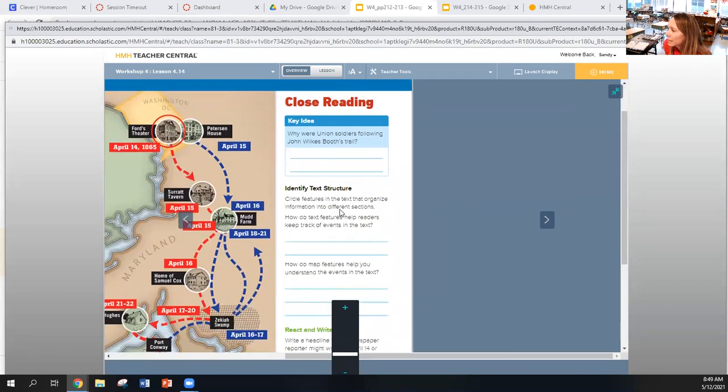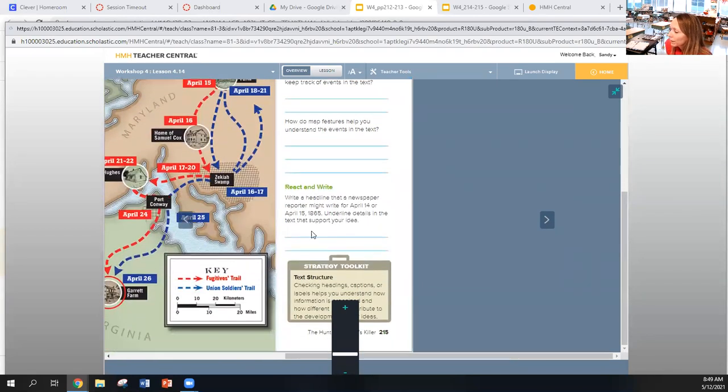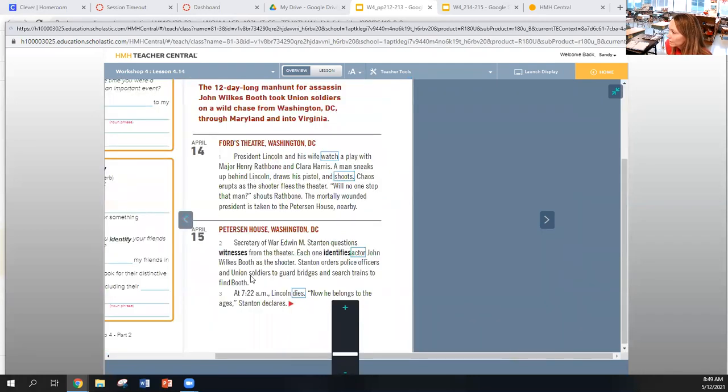As I'm reading and you're listening, circle features in the text that organize information into different sections. So do that as I'm reading. How do the text features help keep track of the events? And then we'll talk about the reaction right after. Okay, let's get started.